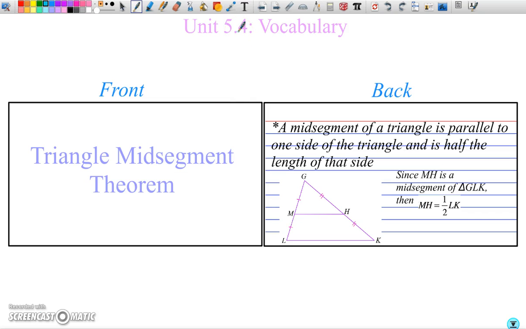Along with the midsegment comes the triangle midsegment theorem. Basically, if MH is a midsegment, then what's really nice is that MH is half of LK. So not only is it going to be parallel to that side and all that good stuff, but it's also half of the length. So it takes away a lot of the guesswork or having to set up a proportion. You just do half of this one to get that one.